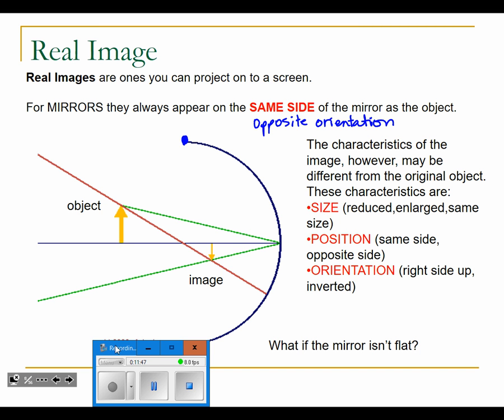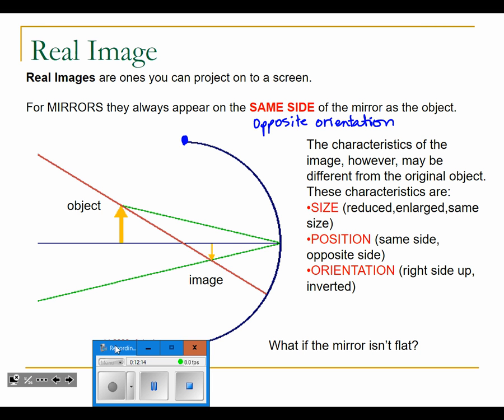Now, when we get images, there are always characteristics that we can talk about. Those characteristics are going to be its size: is it bigger, smaller, or the same size? Its position: is it on the same side as the object or on the opposite side? And its orientation: is it right side up, or upright, or is it inverted?